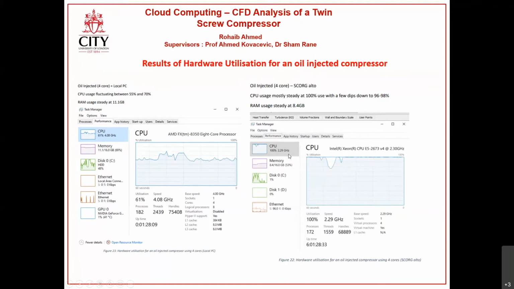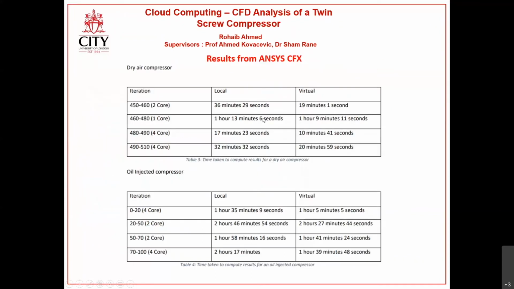However, I would like to point out, even though my PC was using more RAM, it has a faster CPU speed. When it came to the results from ANSYS CFX for both compressors, SCORG Alto was faster in every single test I did, even though it was using less resources. To keep it fair, I had a set of iterations and I matched it on both computers. This started from 450 to 460 and I was using 2 cores. My PC took 36 minutes and the virtual PC took 19 minutes. This is the same trend for all the results that I gathered. SCORG Alto was much faster.